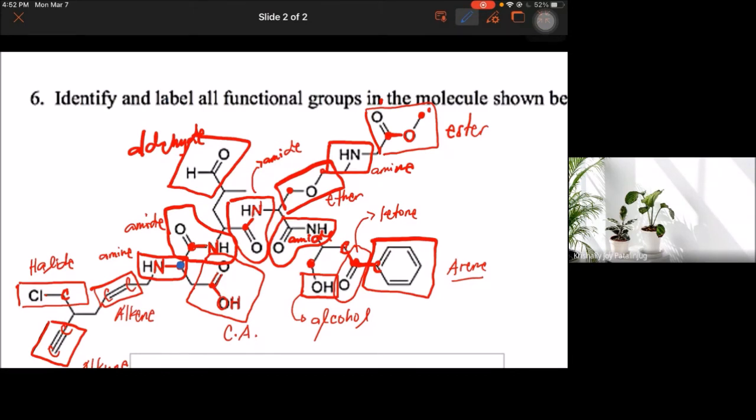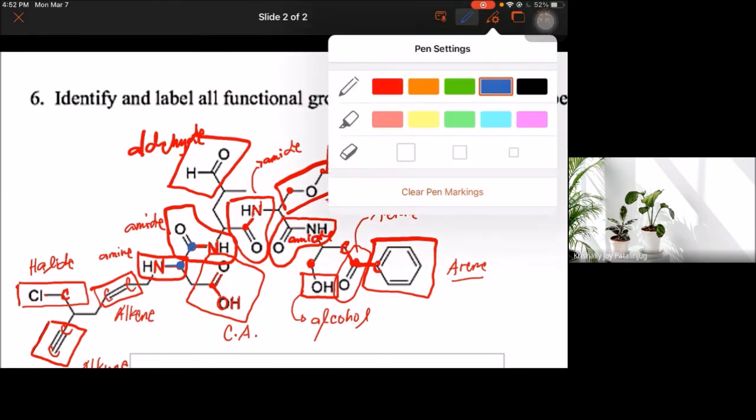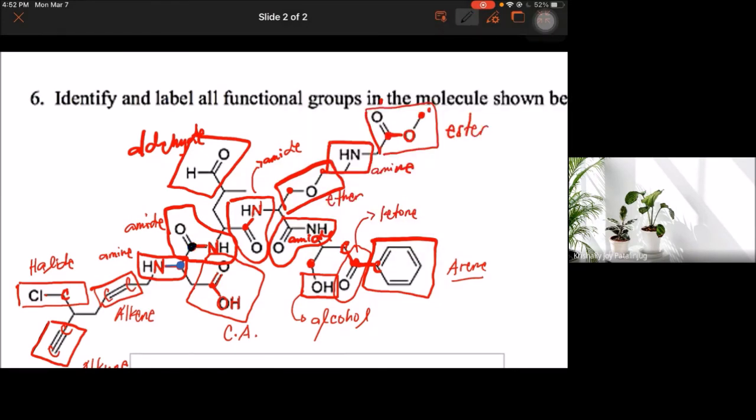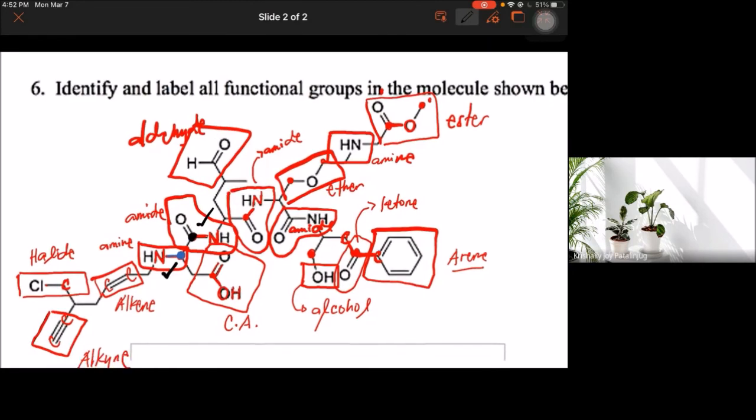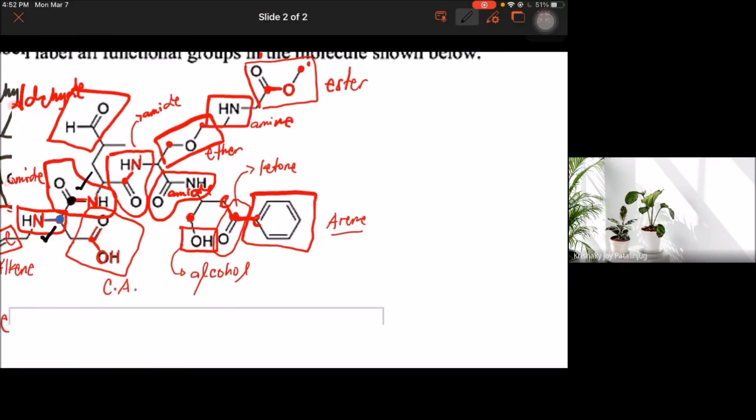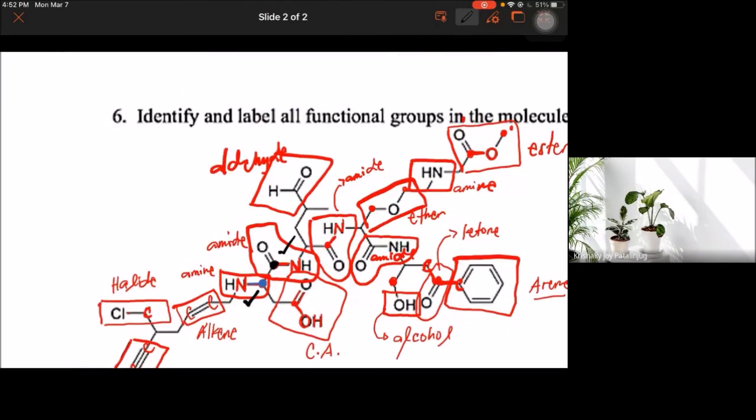There is no carbonyl there. Okay? This is the carbonyl carbon, the black one. That carbonyl carbon is why this is an amide. But this one, the one below, is an amine. I think there are no more. We have finished identifying.